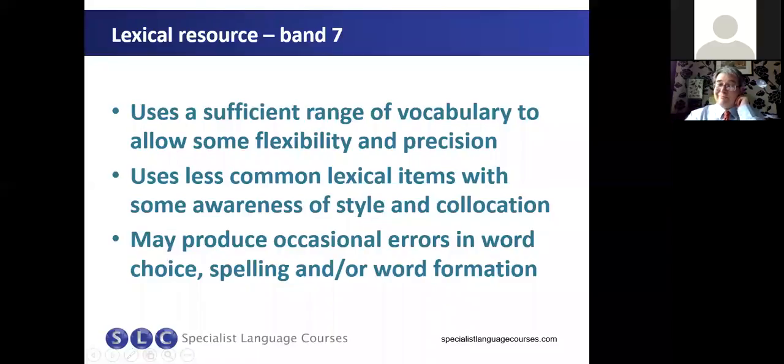Permission to make mistakes again. You can produce occasional errors in word choice, in spelling, and word formation. You might show it as an adverb where you needed the adjective form. That's okay. If you've got only "and", you haven't shown sufficient lexical resource for band 7.